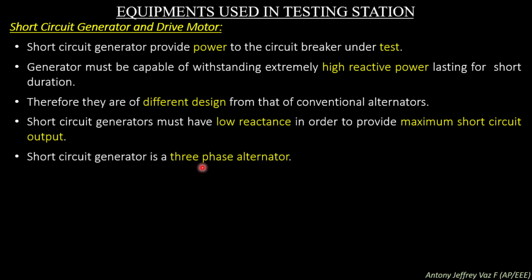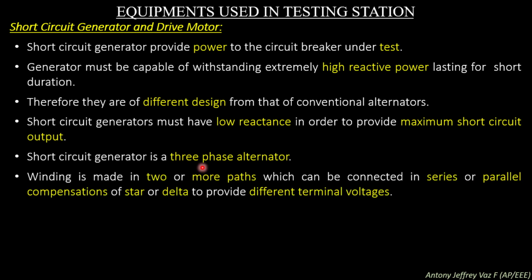So, this short circuit generator is a three-phase alternator which is similar to the alternators used in a power system, but in a power system these alternators have high reactance, whereas the short circuit generator has low reactance and high reactive power withstanding capacity. Windings are made in two or more parts which can be connected in series or parallel, in star or delta, to provide different terminal voltages.